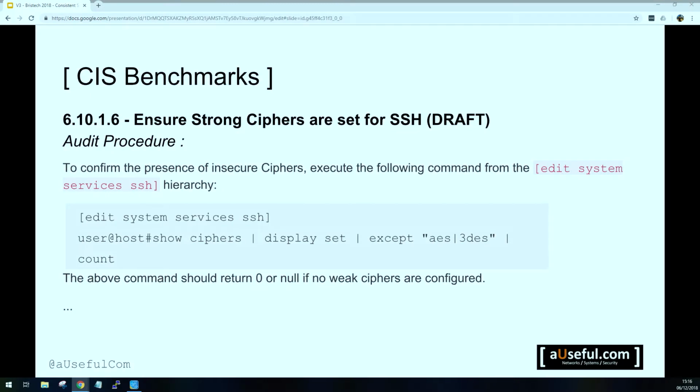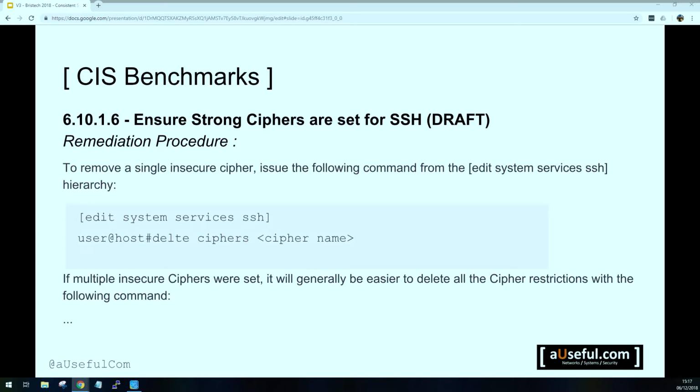This is a set of commands you can issue from the command line of any JUNOS device that will tell you yes, you're compliant, or no, you're not. There's actually two commands that would be used here, but I've cut the second one off so it's reasonably legible. And all we're doing is just interrogating it and saying, is there anything set here that is something other than AES or triple DES?